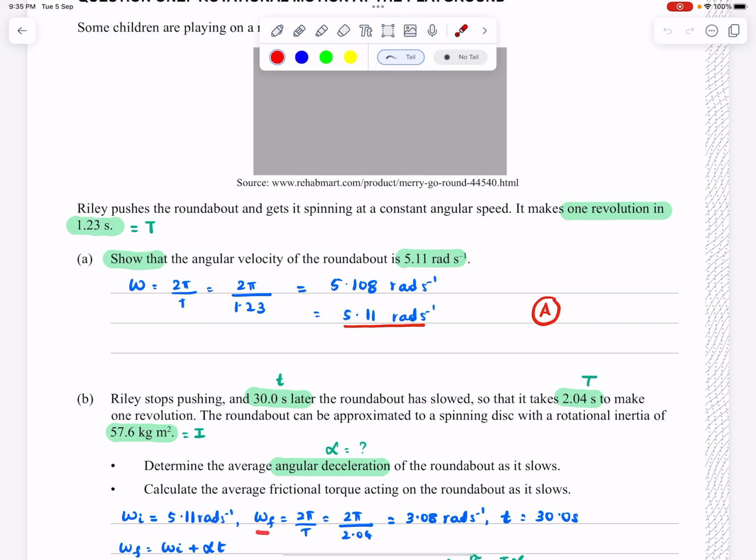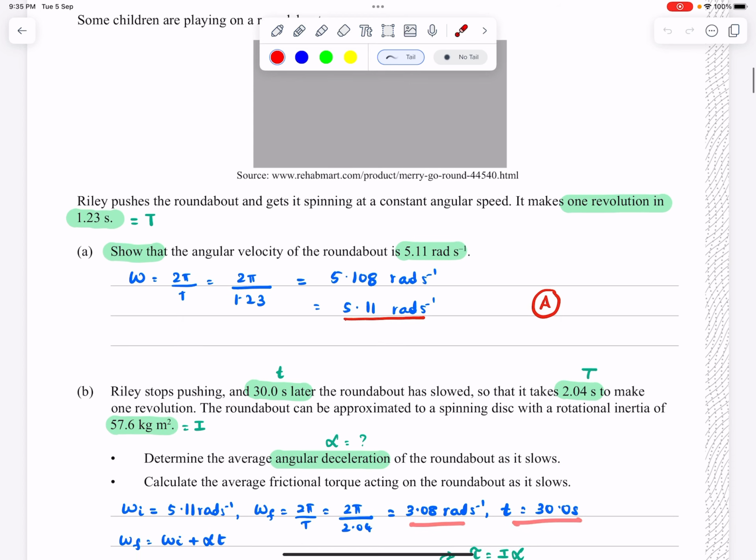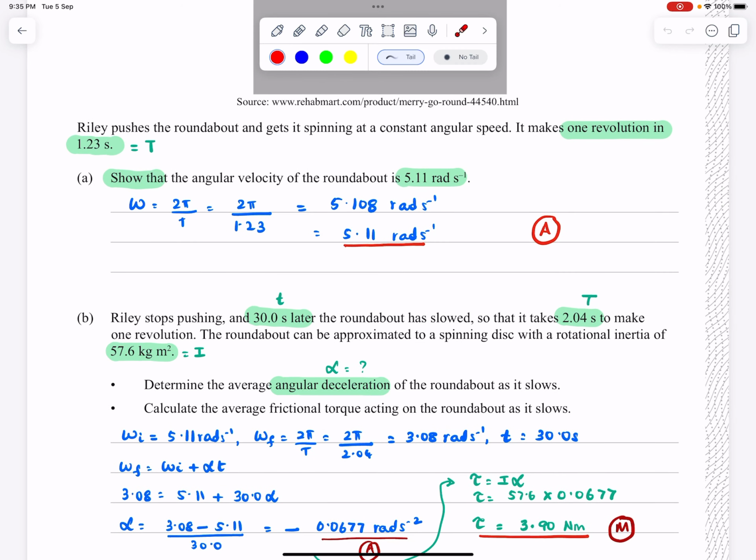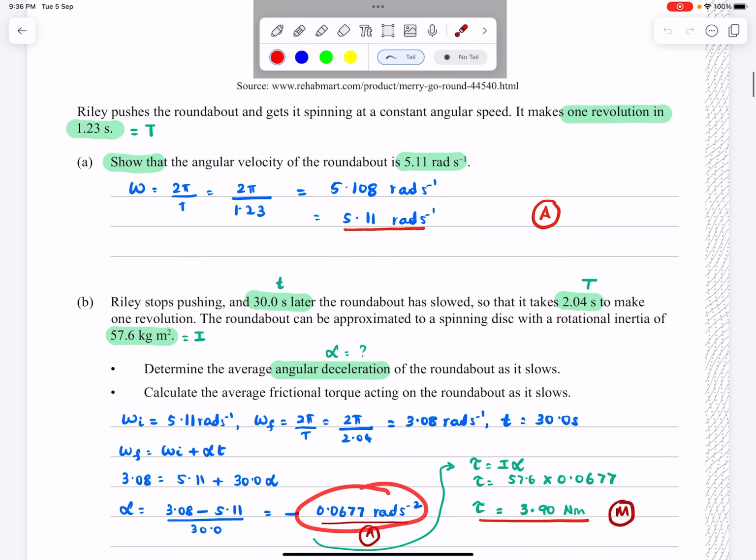So omega f is 2 pi over T, and this is your T, and you get that much. And the time taken for the whole thing is 30 seconds. Now you use the equation, omega f is omega i plus alpha t. So you substitute, and you get a negative answer because it's slowing down to a stop, and you get that as your answer. So if you've got this much, you get an achieved because you've only answered one part of the question.